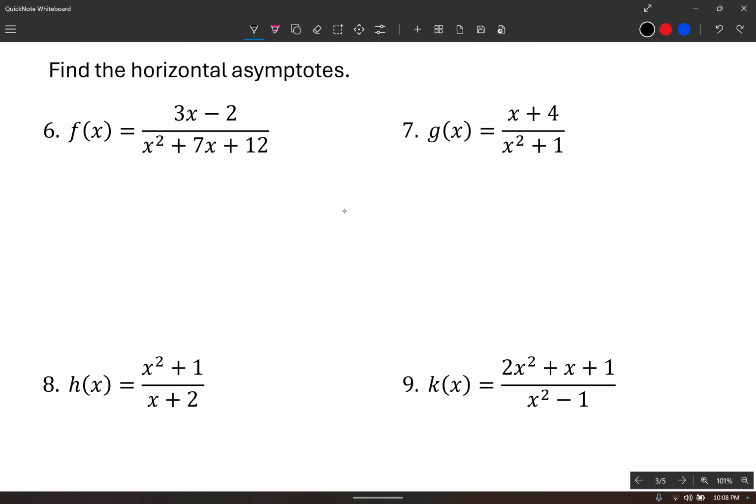So the degree on top is 1, and remember that's just the highest power of your variable. The degree on bottom is 2. So when the degree on top is smaller than the degree on bottom, it's automatically a horizontal asymptote at y equals 0. So number 7, degree on top is 1, degree on bottom is 2. So again, top degree is smaller than bottom, so y equals 0.